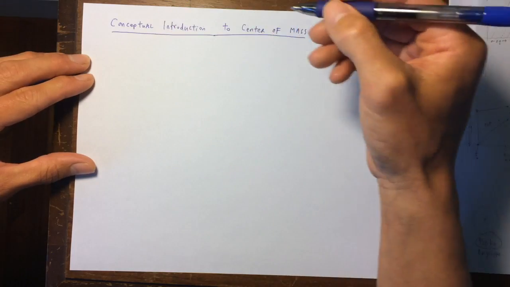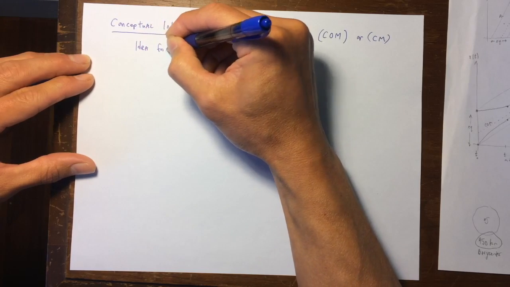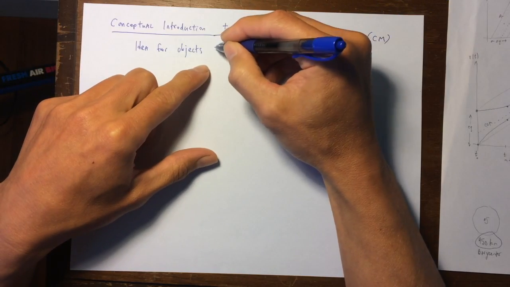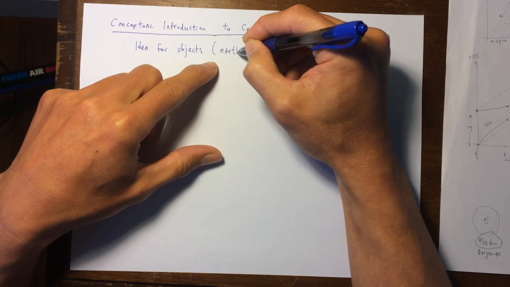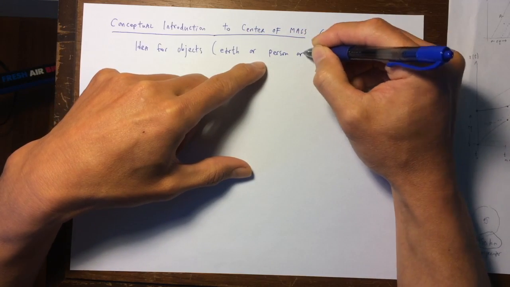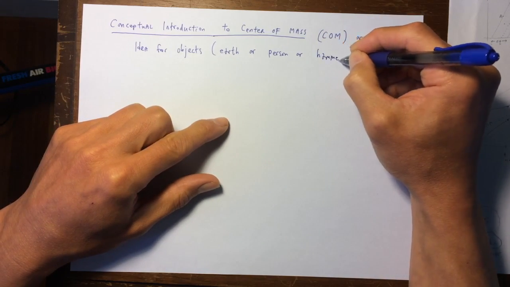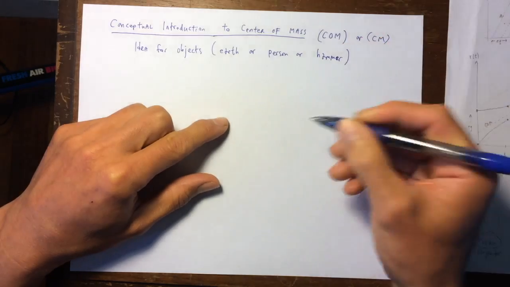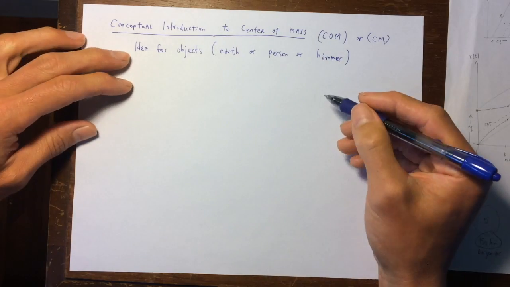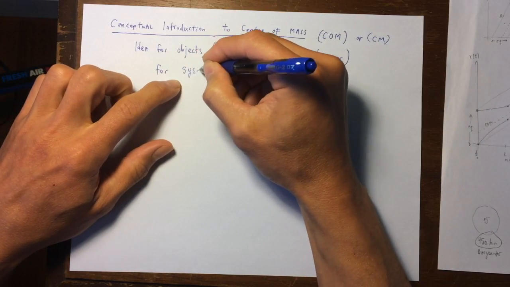So first of all, it's an idea for objects themselves, like for example, the Earth, or a person, or anything, a hammer. So the center of mass can be applied to an Earth, or person, or a hammer, but also it's an idea for systems of objects.